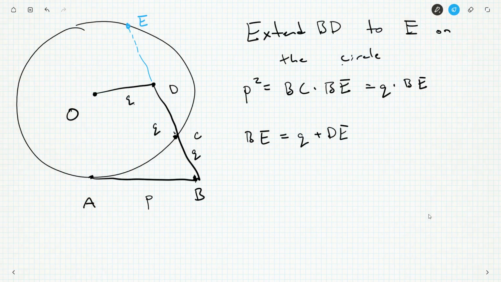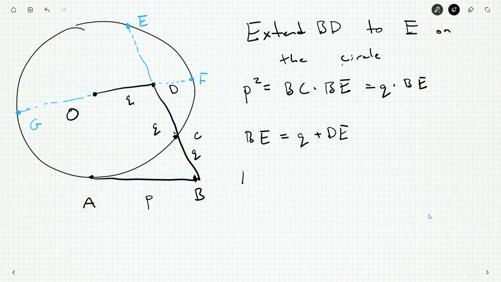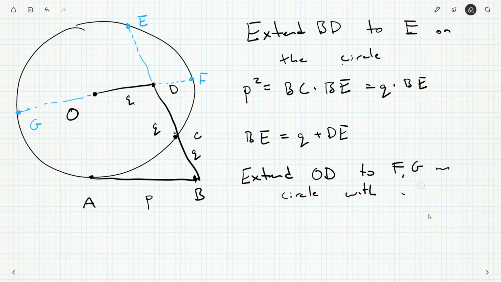Could I use another power of a point, extend this guy out to F, extend this out to G? Is that too much, though? So could I say extend OD to F and G on circle with, let's say, OG, with D on OF, just to make it clear. Although you should be including a picture when you're doing these things, but D on OF makes it very easy. Okay.